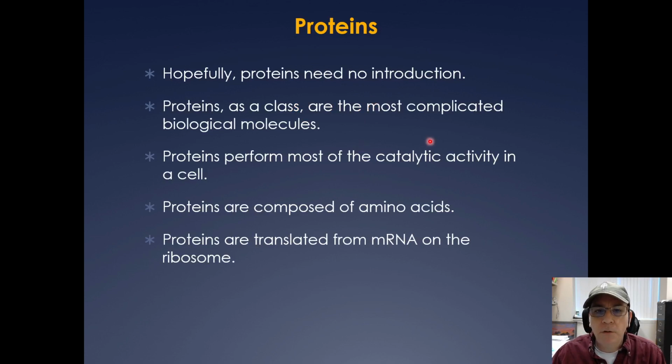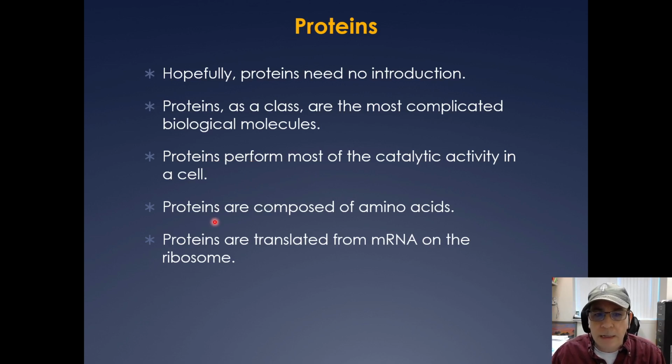So hopefully proteins don't need any introduction. You guys have probably had these in many classes dating back to high school. Proteins as a class are the most complicated biological molecules, and we'll see that today in a number of different ones. Proteins perform most of the catalytic activity in the cell. There are some exceptions, like ribozymes, but in general, and for this course, you can think about proteins as the catalytic engine of a cell.